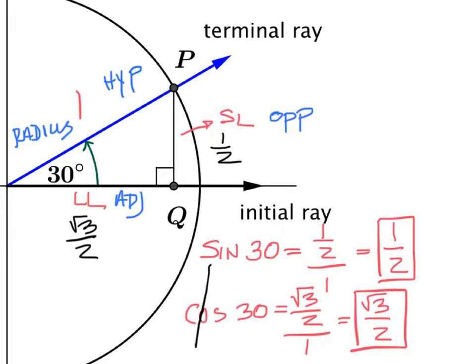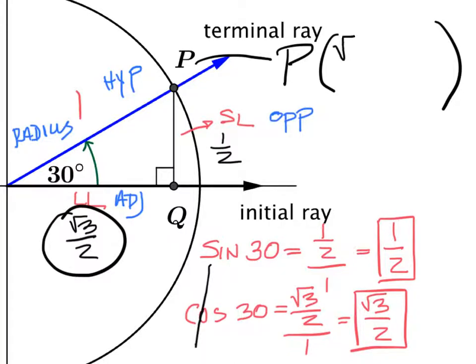But we have found the coordinates for point P. Point P has an xy coordinate. We're going from 0 in the center over to the right, the distance of square root of 3 over 2, and we're going up 1/2.